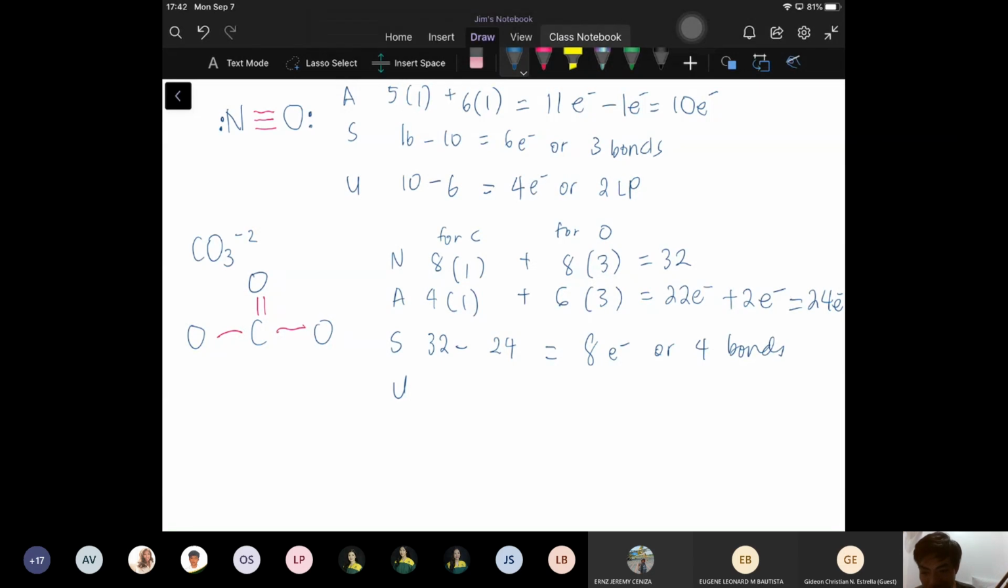Sir, parati bang even? Yeah, most of the time even. No? And napapansin nyo, di ba? Always divisible by 2. But there would be a chance na hindi siya ganyan, no? And we will discuss that next meeting. Yung mga exceptions to the octet rule. Next meeting nga po yung mga odd, yung mga exceptions, kasi may exemptions sa Octet Rule. Ngayon muna yung mga ganito muna. So, yun.